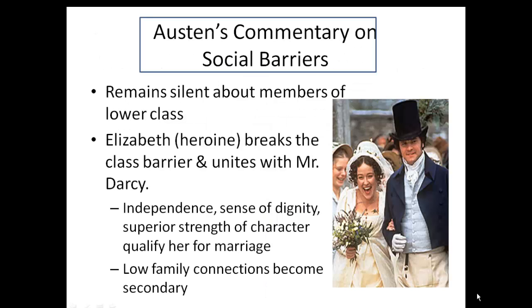Clearly, Jane Austen was critical of not only the social barriers between middle and upper class, but the role of women and how they were treated. In Pride and Prejudice, she ultimately allows her heroine, Elizabeth Bennet, to break through the class barriers and unite in marriage with Mr. Darcy. It is Elizabeth's superior strength of character, her independence, her sense of dignity that qualify her to win Mr. Darcy's love and become his wife, despite her family's low connections.